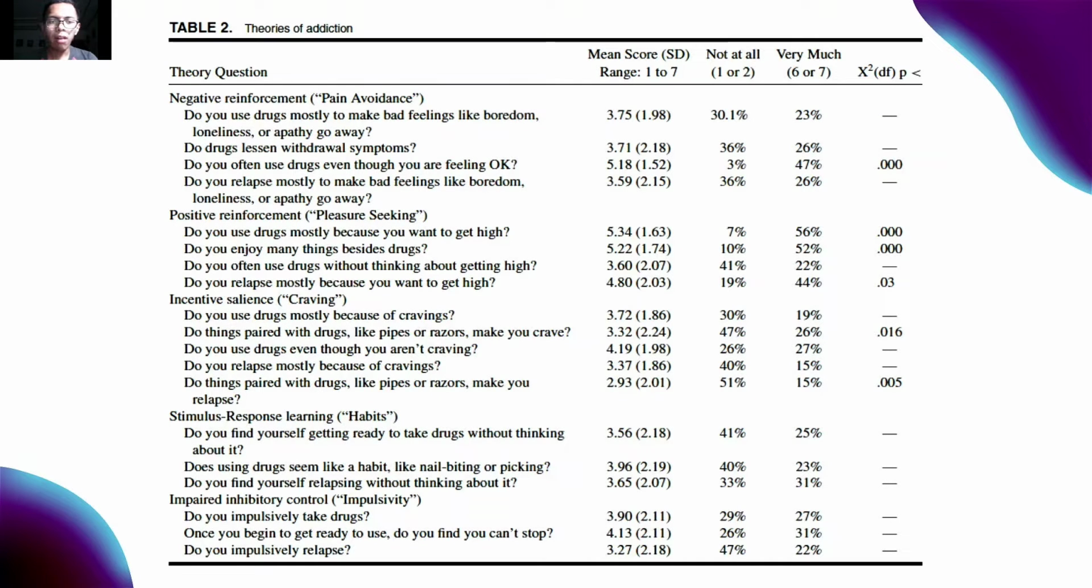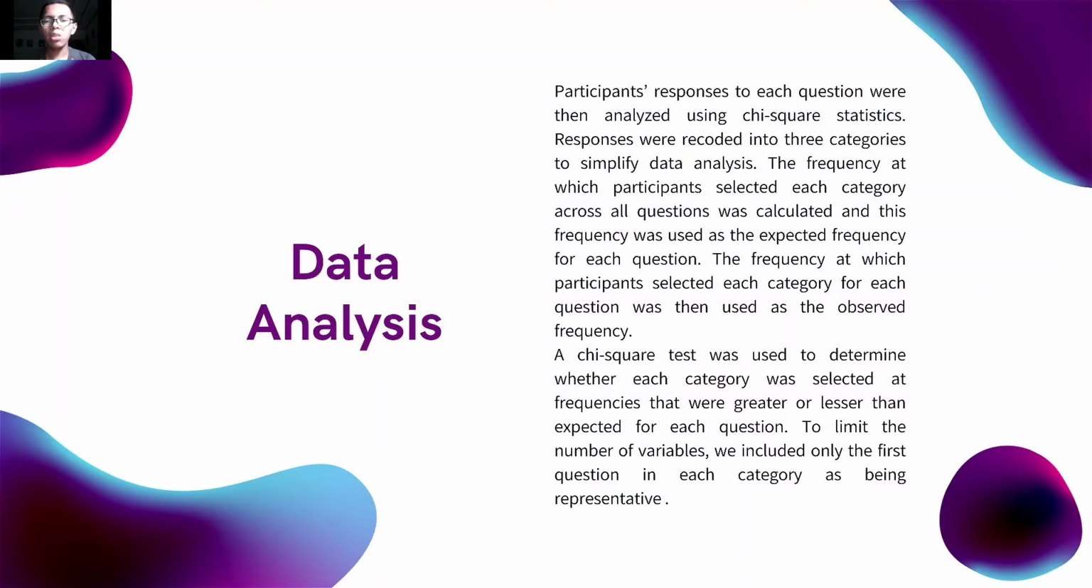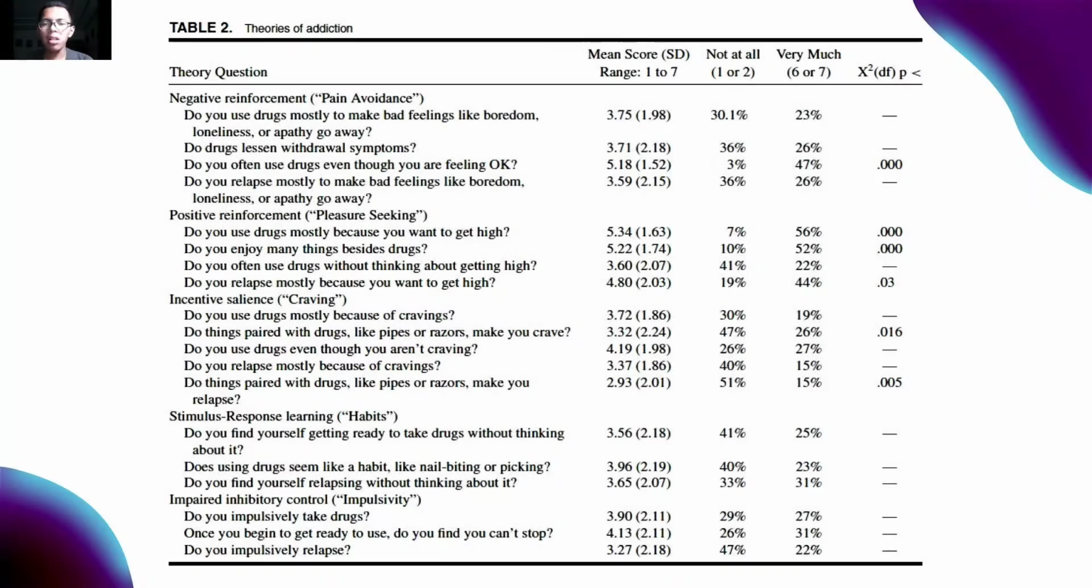The third part is data analysis. The mean and standard deviation for each question in the questionnaire were calculated. The internal consistency of the questionnaire was assessed using a Cronbach's alpha. This calculation was performed including all questions shown in Table 2. The participants' responses to each question were then analyzed using chi-square statistics.